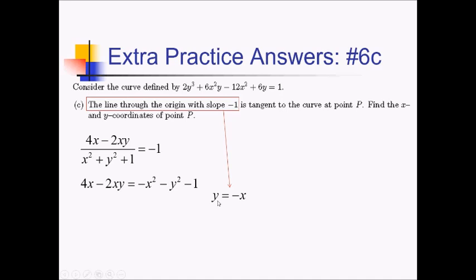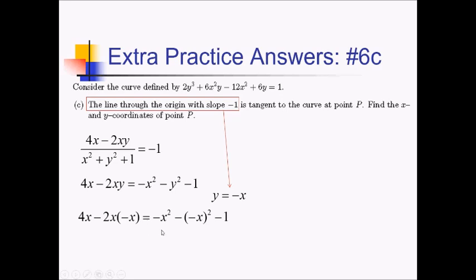We know that y is equivalent to -x. So wherever I see y in this equation, and by the way, this is only equivalent at this magical one point of tangency, wherever I see y in this equation, I can substitute -x. So I've got 4x minus 2x times -x equals -x squared minus -x squared minus 1. And let's clean this up now that we only have a single variable and try to solve it.